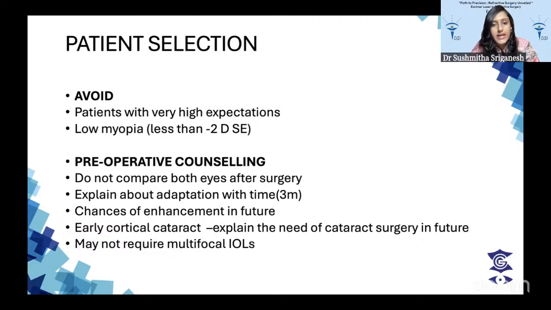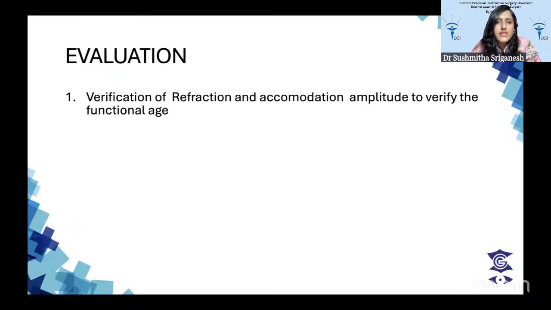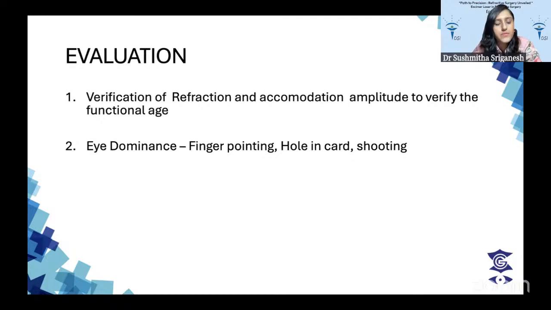Patients with early cortical cataract need to be explained about the need for cataract surgery in the future, and may not require multifocal IOLs. This is a step-by-step evaluation: a verification of the refraction and accommodative amplitude to verify the functional age, which is input into the CRS master for Presbyon.